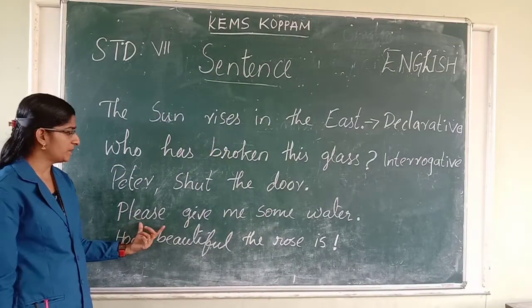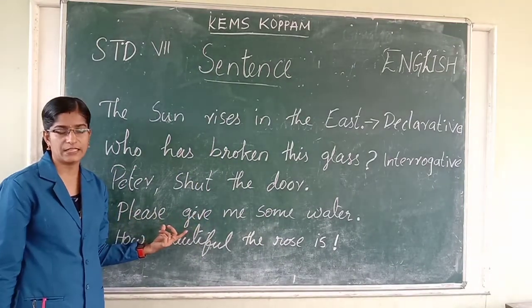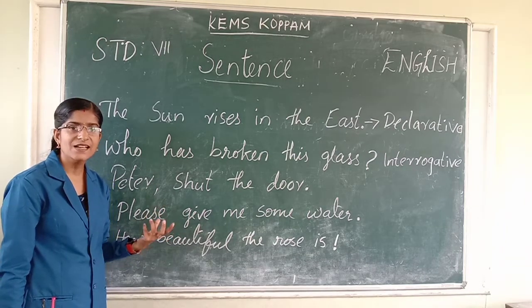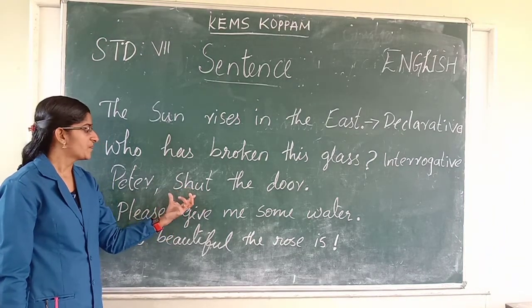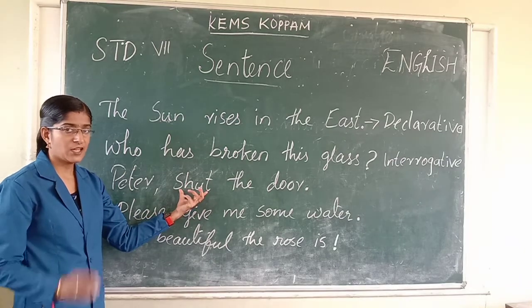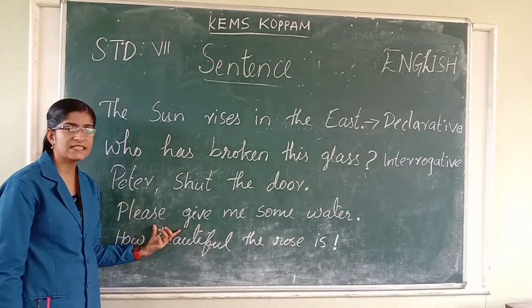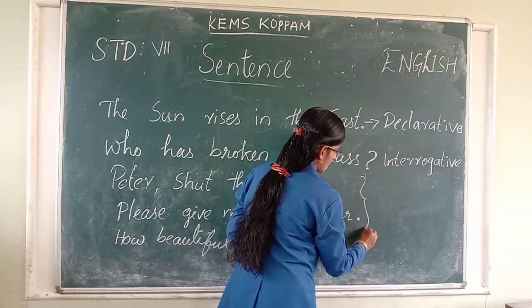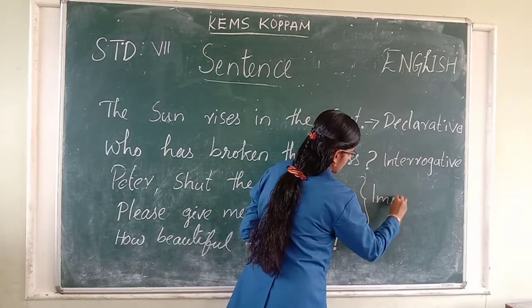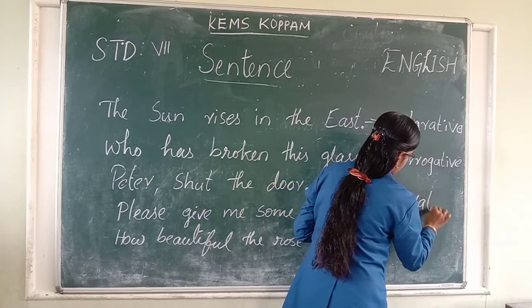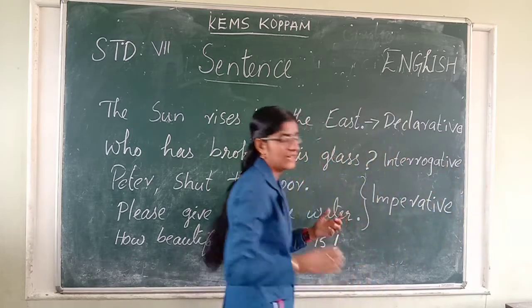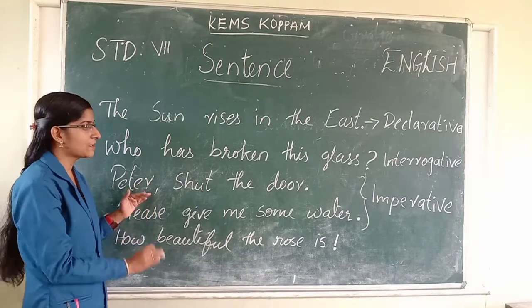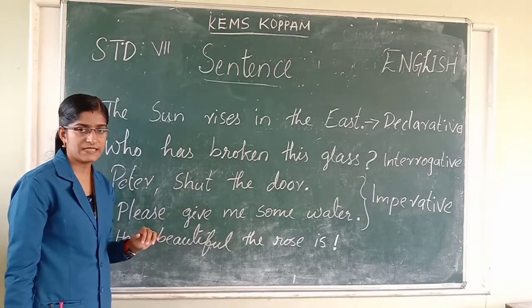Look at the next one. Please give me some water. It is a request. Okay, it is a request. So, the first one is a command, an order. The second one is a request. These types of sentences are called imperative sentences. So, a request or a command is called imperative sentence.